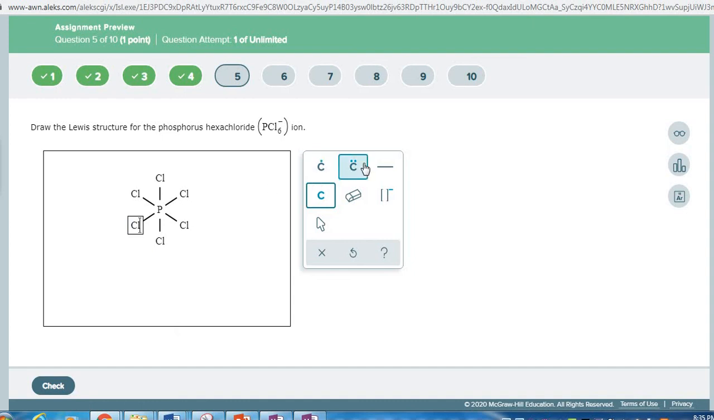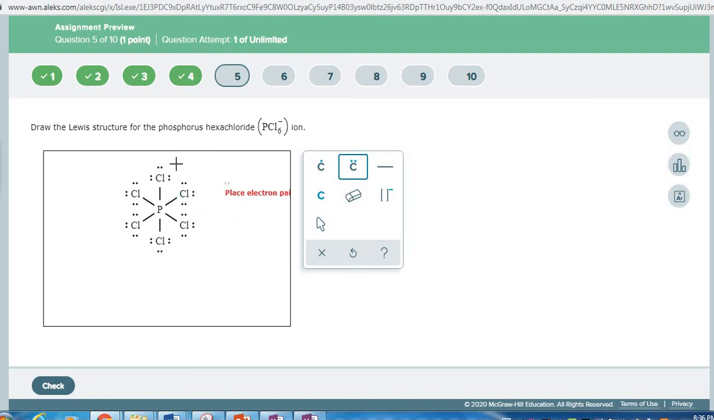Okay, now we just need to go through, this is tedious, and add your lone pairs. There's my lone pair around that one. There's my lone pair around this one. Lone pair around this guy. Lone pair here. Okay, lone pair right here. Lone pair right here.